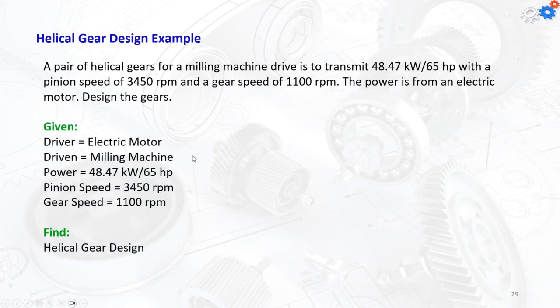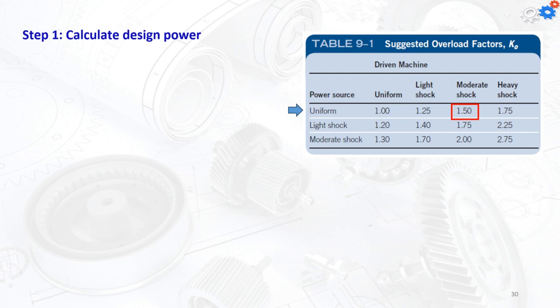So from the question we can say that the given details are: the driver is an electrical motor, the driven is a milling machine, the power is 65 horsepower, the pinion speed is 3,450 RPM, and the gear speed is 1,100 RPM. Find the helical gear for this example. The first step is finding the design power, because the power we have here is the actual power. We need to design for more safety factor, so we multiply it by what we call the overload factor. So we start with calculating the design power.